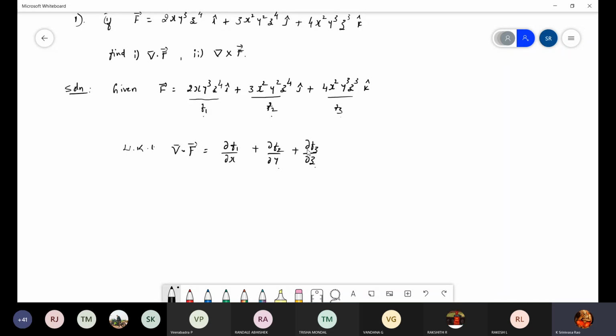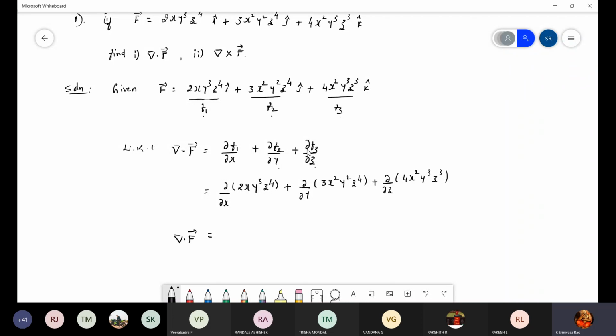Now substitute separately: dou by dou x of F1, which is 2x y cube z power 4, plus dou by dou y of 3x square y square z power 4, plus dou by dou z of 4x square y cube z cube. Now differentiate partially. This is del dot F.